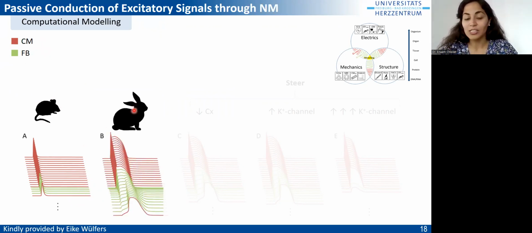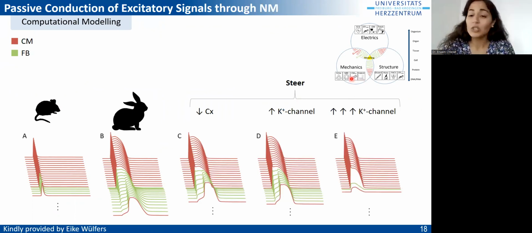When using another species like the rabbit with an action potential that's actually more similar to human, especially with its plateau phase, you can see that we can extend this bridging of passive conduction of up to 13 non-myocytes compared to 4. This suggests that actually all of our work with small animal models will underestimate the significance of this passive conduction in a more human-like situation. So that's why the pig is very important.